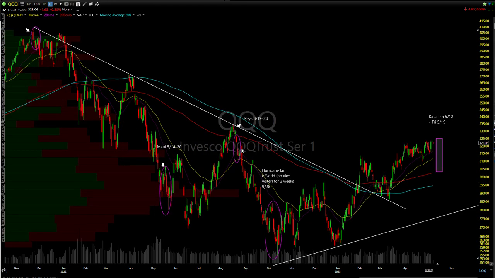I don't want to be redundant on this, but there are a lot of turns here. And the Keys, that was on my next trip. I was out from August 19th to the 24th.